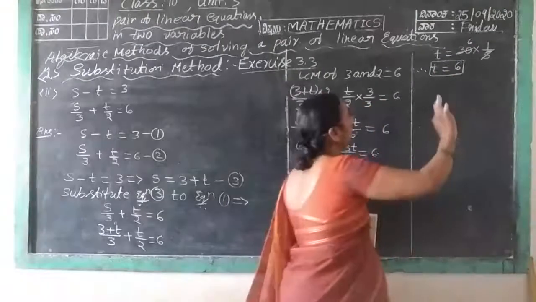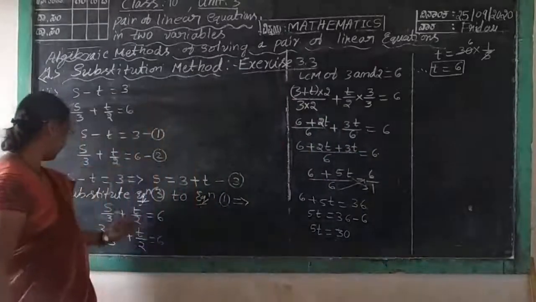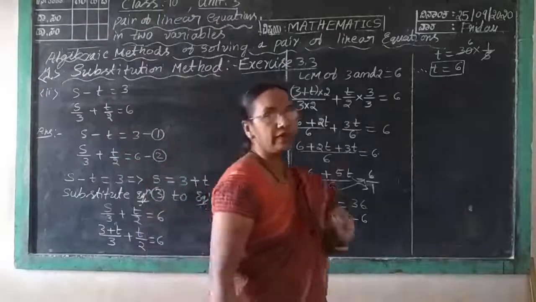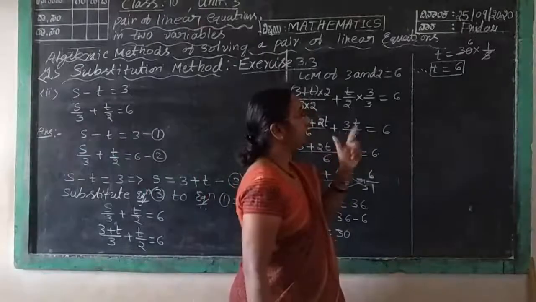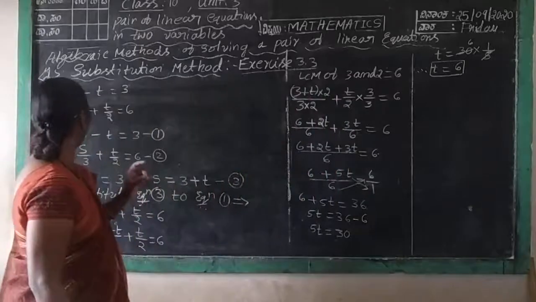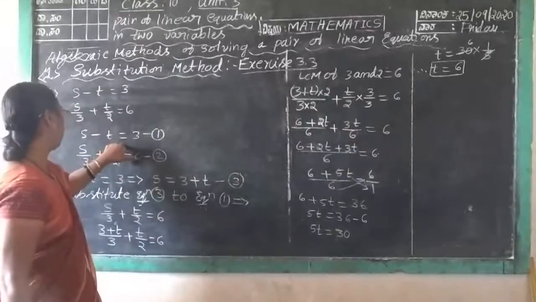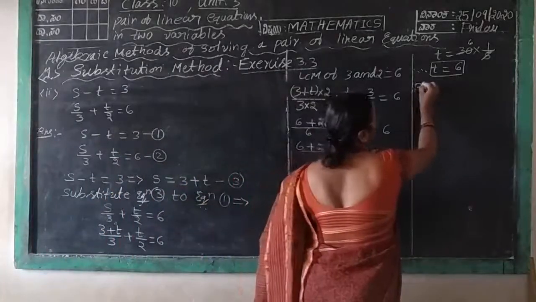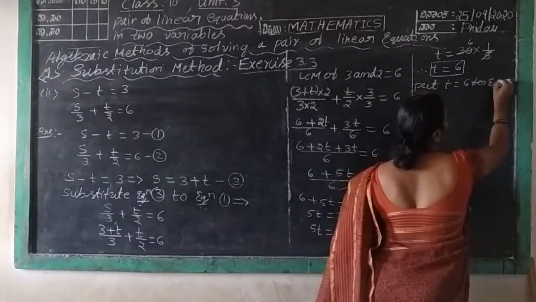Okay. Then we find the value of s. The equation has two variables. We find the values of the two variables in this equation. Then we find one value, and then the other value is s. We substitute the value of t is equal to 6 into equation 1, and we will get the other variable's value, s.